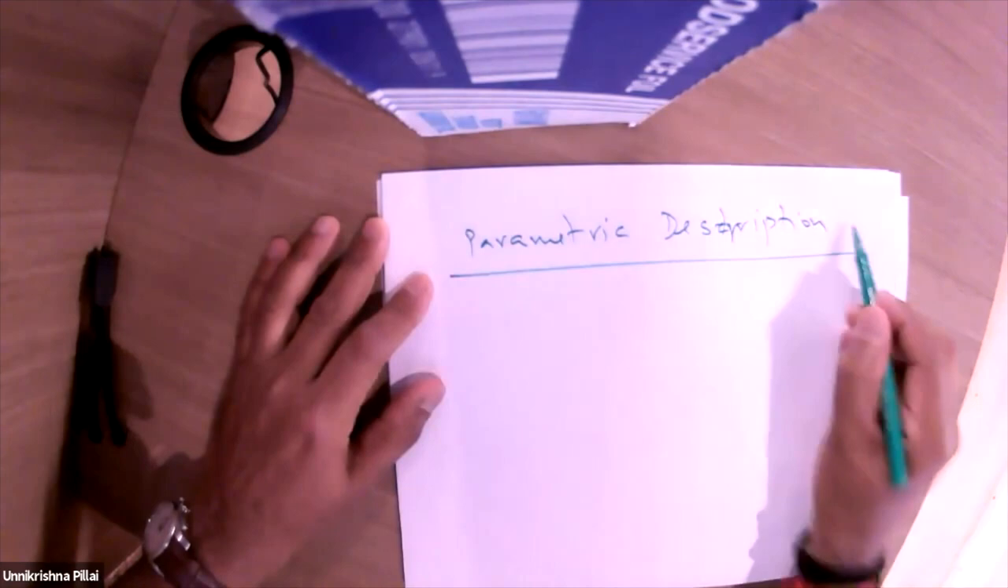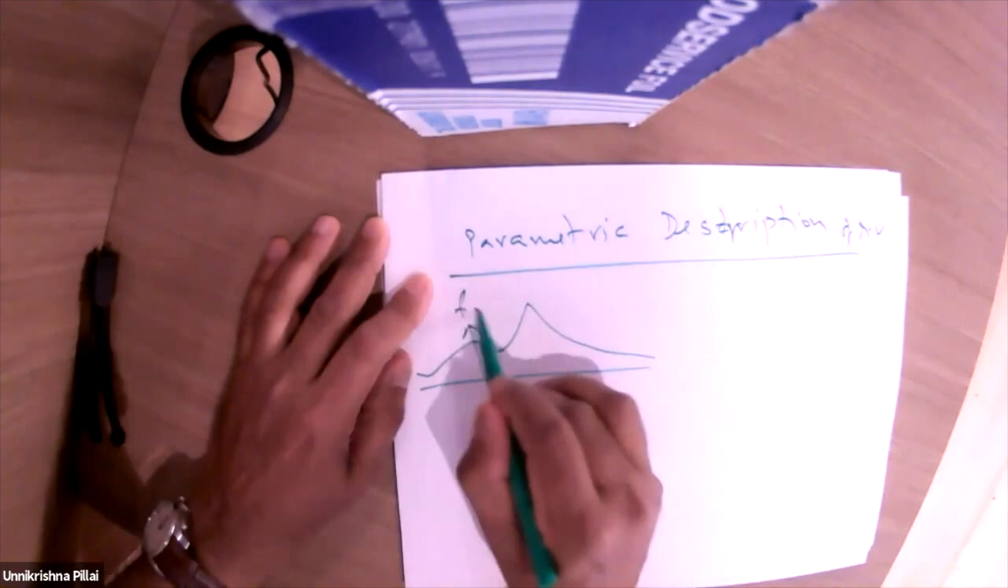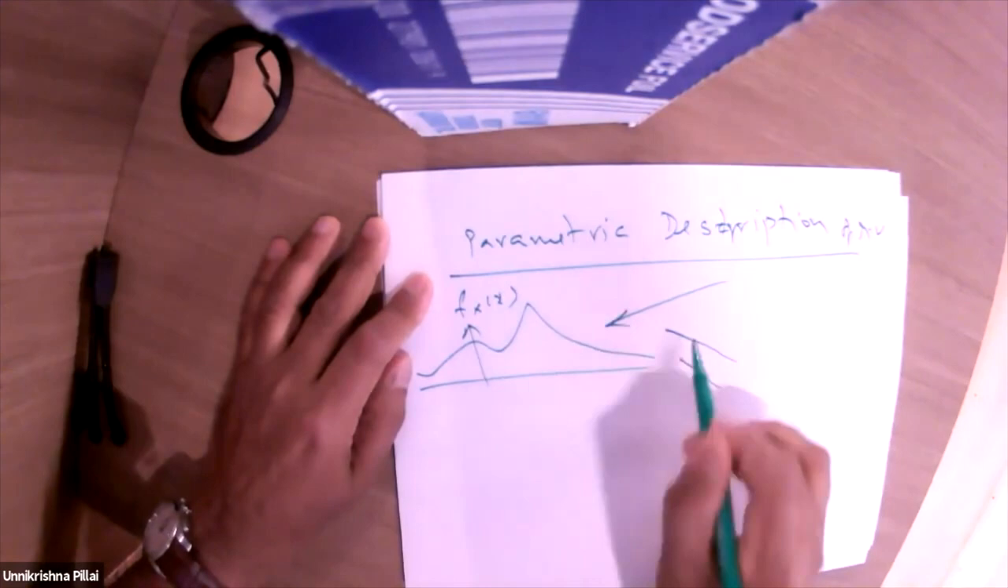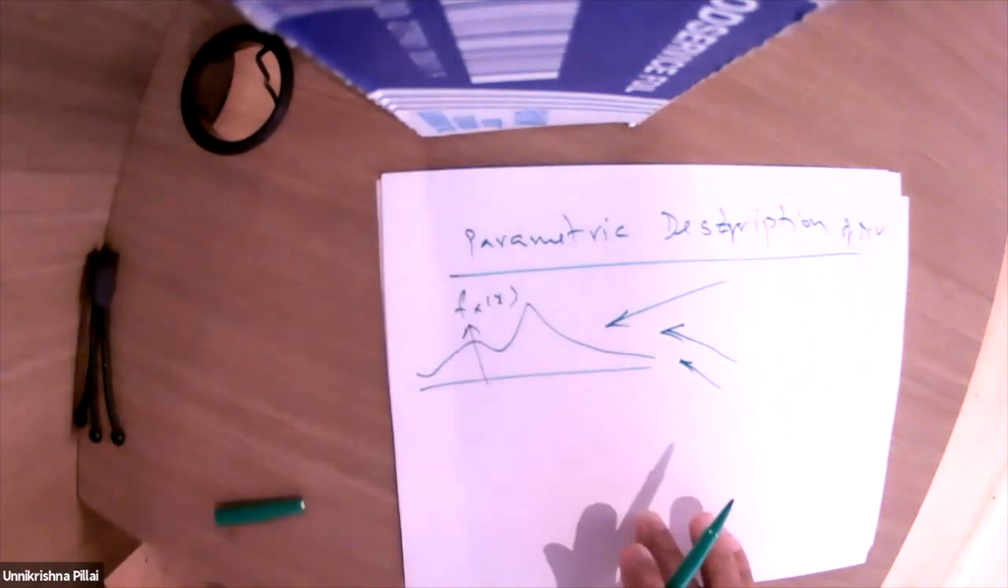So remember, once again, you have a function. This function, we want to characterize, represent this function by a few parameters. So obviously, this is a lot of information. So we are trying to capture that using as few parameters as possible.